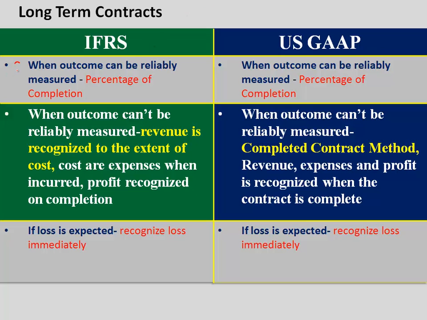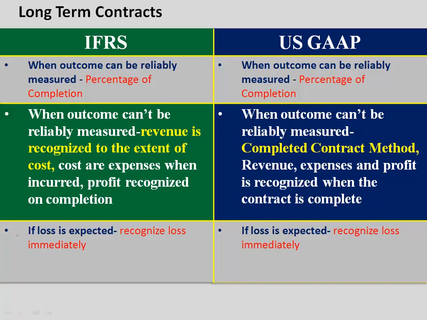Now the sections that you see in gray here are the sections which are common between IFRS and US GAAP, and the sections in green and blue are the differences. So let's look at the common areas first. In IFRS, where an outcome can be reliably measured, we use percentage of completion. The same logic works in US GAAP: outcome reliably measured, percentage of completion. Then at the bottom, if a loss is expected, recognize the loss immediately. Loss is expected, recognize loss immediately.